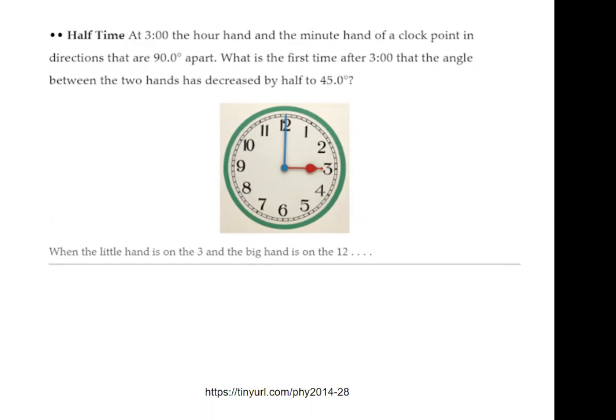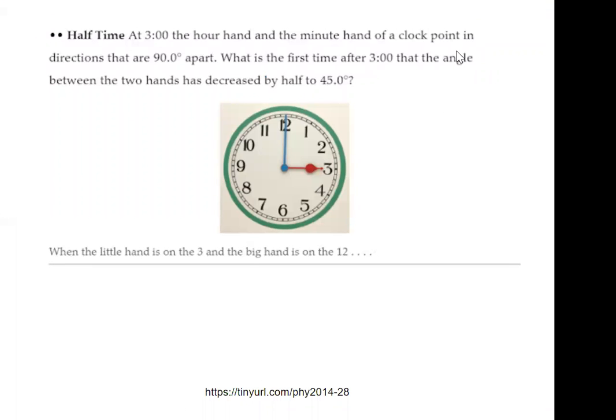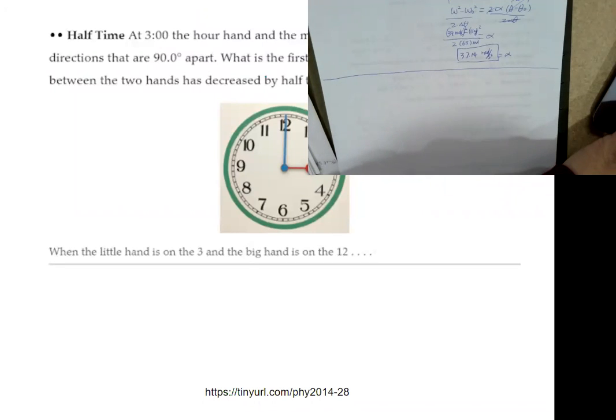So if you guys don't have questions on that example, we'll actually take a look at a second example here. Go back. So this one says at 3 o'clock, the hour hand and the minute hand of a clock point in directions that are 90 degrees apart. What's the first time after 3 o'clock that the angle between the two hands has decreased by half to 45 degrees?